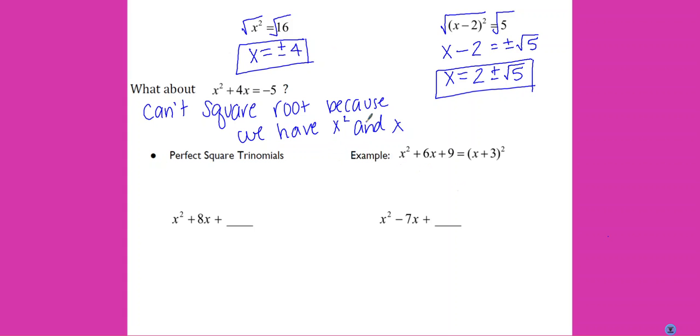So to turn something into a perfect square trinomial, we need to find the magic C value. And that magic C value is going to be b divided by 2 squared. Because then we'll have x squared plus bx plus b over 2 squared, which then factors to x plus b over 2 quantity squared.